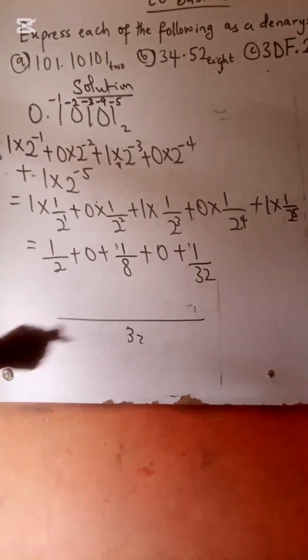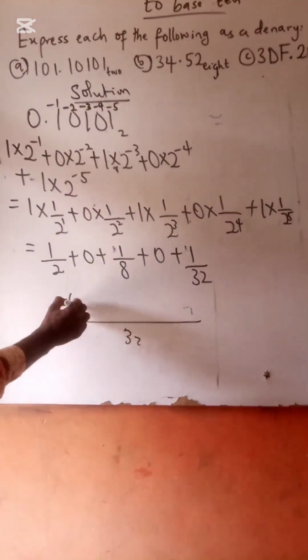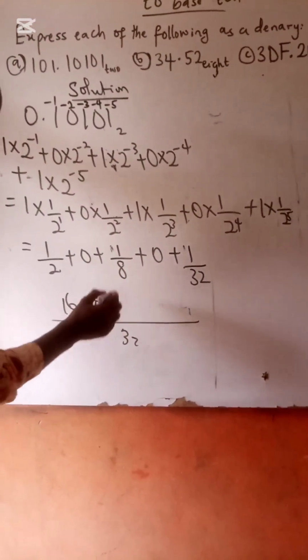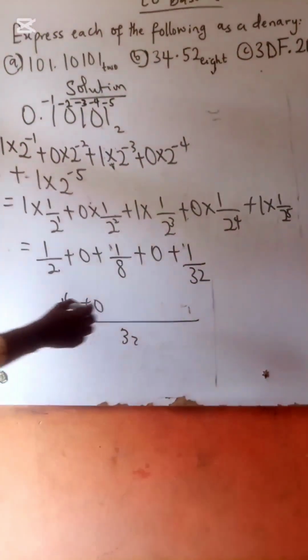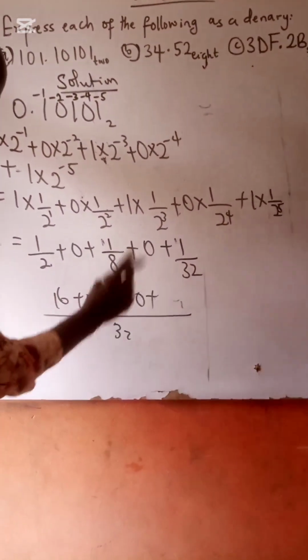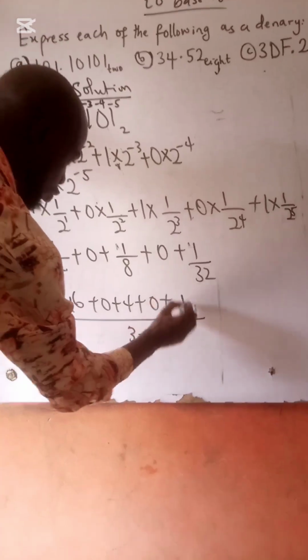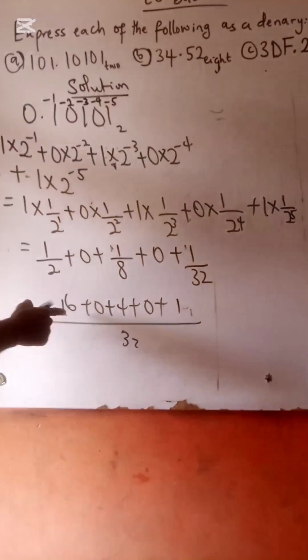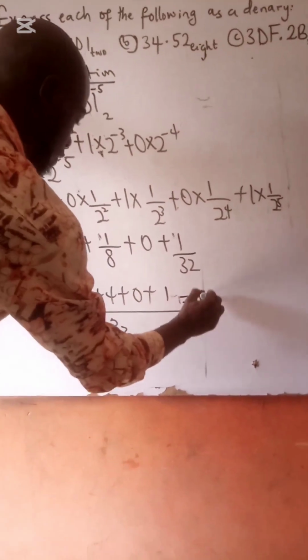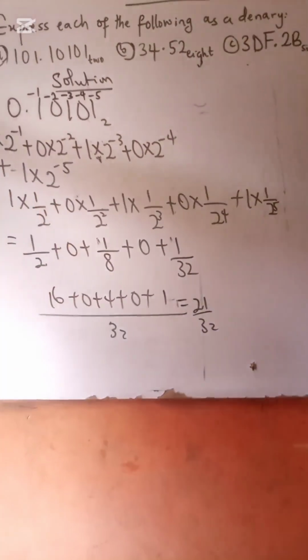So 2 in 32 is 16. 16 times 1, 16 plus 0. 8 in 32, 4. 4 times 1, 4. Plus 0 plus 32 in 32, 1. 1 times 1 is 1. So if we add the 16 plus 4, 20 plus 1, which means it was 21 over 32.